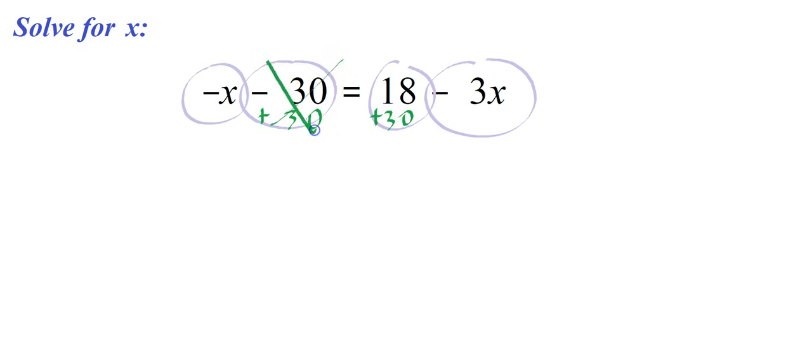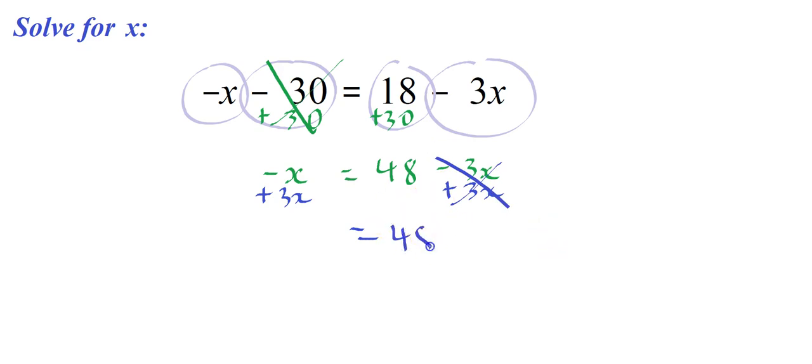So that's cancelled out, and what we're left with is minus x equals 48, right? 18 plus 30, minus 3x. So now again, we want to get rid of or cancel out the term with a variable and a coefficient. We want to cancel out the term which has the lowest value. In this case, it's minus 3x. That is less than minus x, which is basically minus 1x. So we add 3x to one side, and we add 3x to the other side. What that does is cancel out the minus 3x and leaves 48 on the right-hand side.